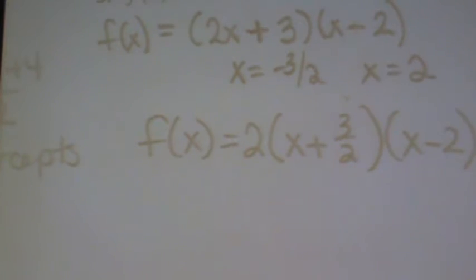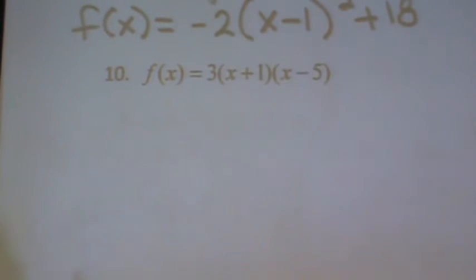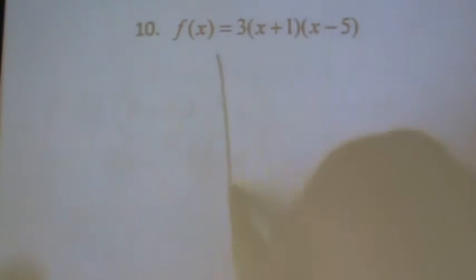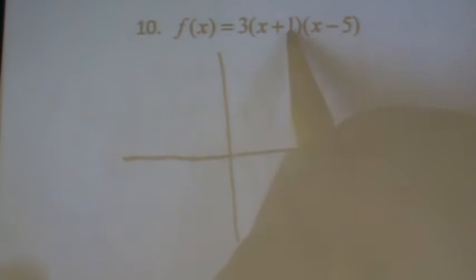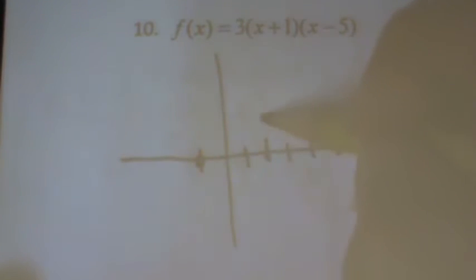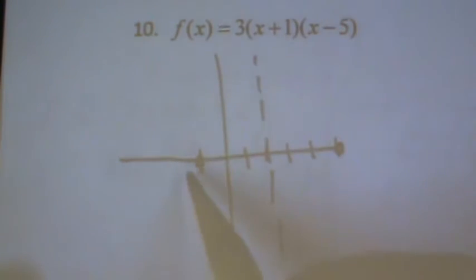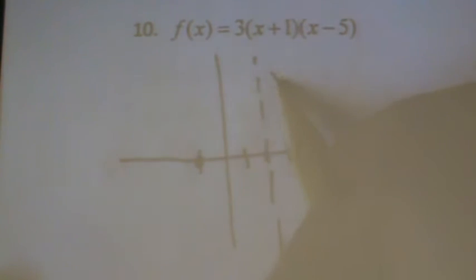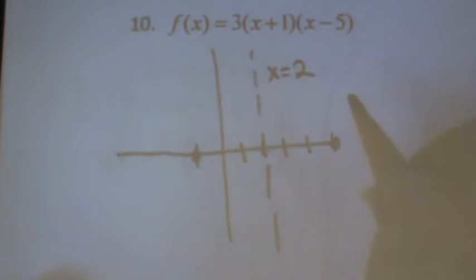And how do you go from x-intercept form to transformation form? Well, if you look at this, I'm going to do these in two different ways. If you find the x-intercepts here, which are negative 1 and 5, the number halfway between negative 1 and 5 is 2. So this is 3 units this way and 3 units that way. So x is equal to 2 is your axis of symmetry.